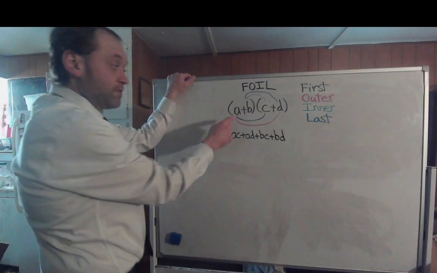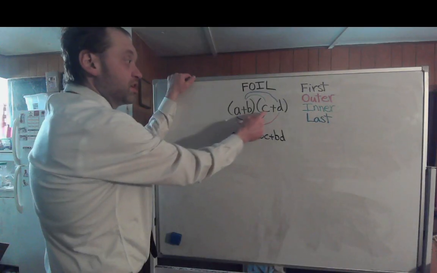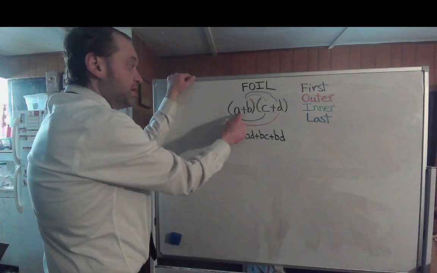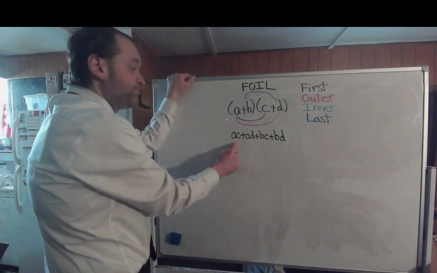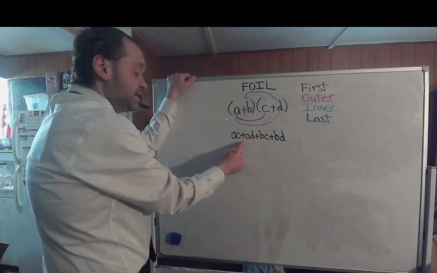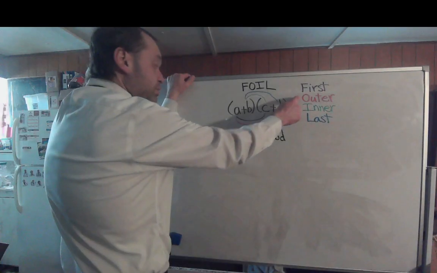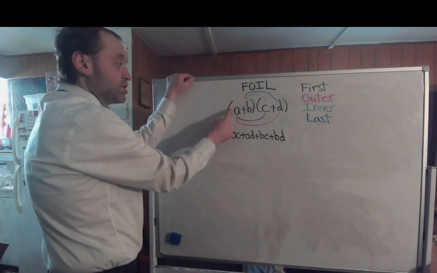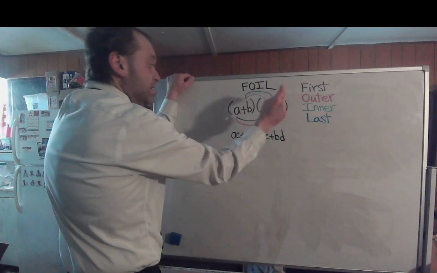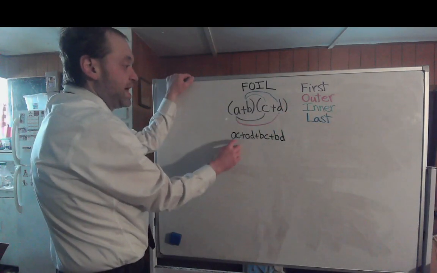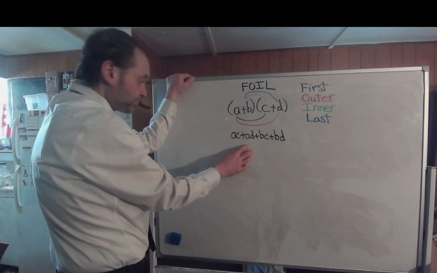So your first terms, you'll take the first term of each of the quantities and multiply them by each other. So that would give you A times C. Then you would add the next term, which deals with the outer terms. So you would take the first term of the first quantity times the second term of the second quantity, which are the outer terms. You would add that to the first term.